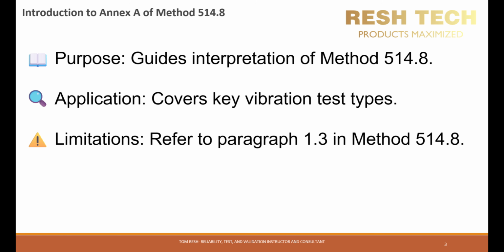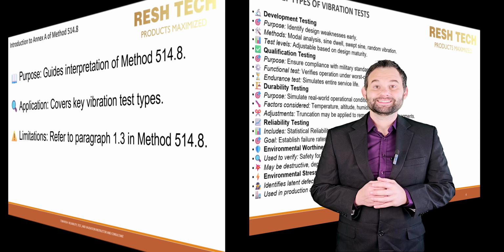Annex A is for guidance only. It does not replace the formal test requirements outlined in Method 514.8. It provides engineering best practices, but does not contain mandatory requirements or exhaustive technical references. Paragraph 1.3 in Method 514.8 outlines the scope and limitations of vibration testing, ensuring that test plans align with specific operational environments and failure modes relevant to military hardware.